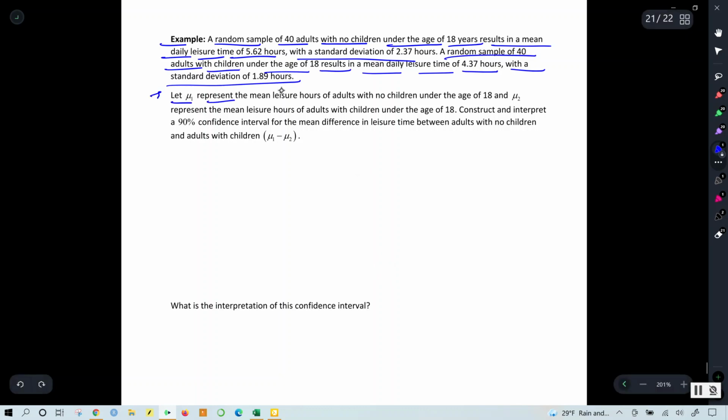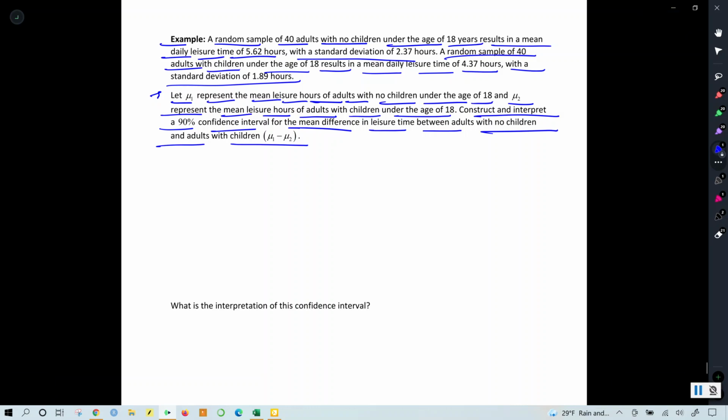Let mu1 represent the mean leisure hours of adults with no children under the age of 18, and mu2 represent the mean leisure hours of adults with children under the age of 18. Construct and interpret a 90% confidence interval for the mean difference in leisure time between adults with no children and adults with children. So let's set this up.